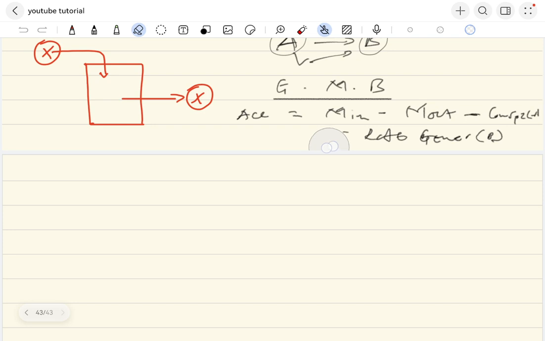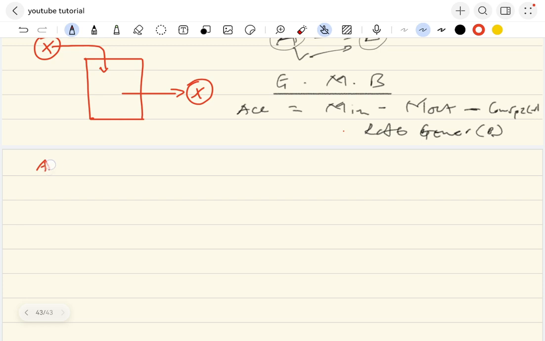So by using the concept of general mole balance, we say accumulation is simple: mass in minus mass out minus rate of consumption. We know the reason why.